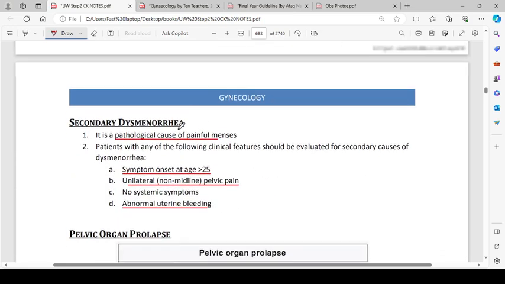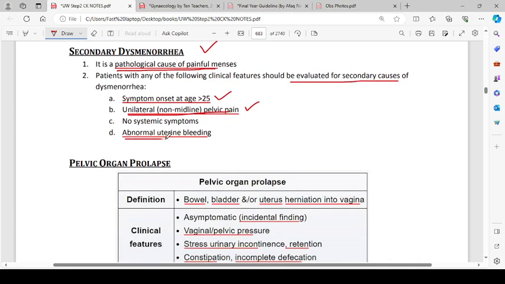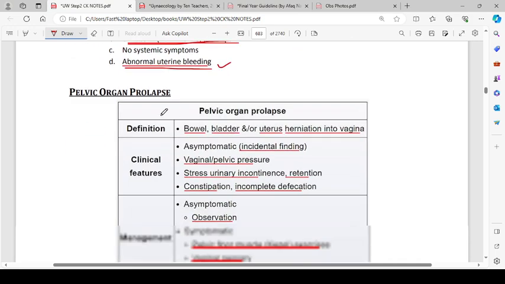Okay, then secondary dysmenorrhea. It is a pathological cause of painful menses. Patients with any of the following clinical features should be evaluated for secondary causes of dysmenorrhea: symptom onset age more than 25, unilateral non-midline pelvic pain, no systemic symptoms, and abnormal uterine bleeding.